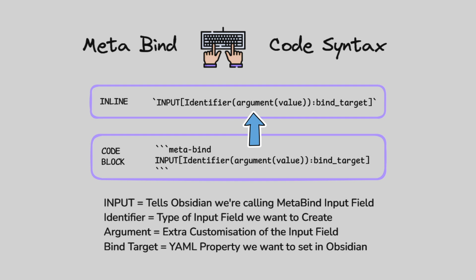We then have an argument, and each input field can have its own argument with a value in parentheses. Then a colon is at the end with the bind target, and the bind target is the name of our YAML property. So this will make more sense as we go through the video. We can see in the code block it's exactly the same, except we're using our 3 backticks and the word metabind in order to call our code. So let's go explore how to create these two methods.